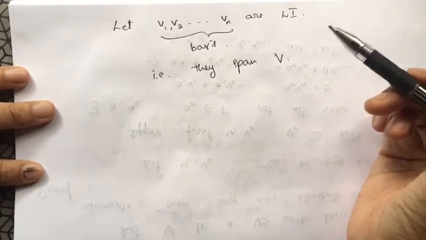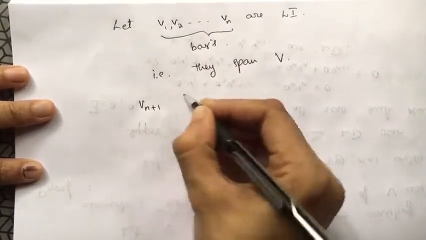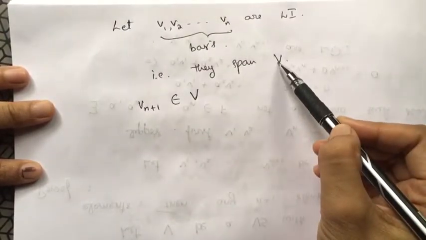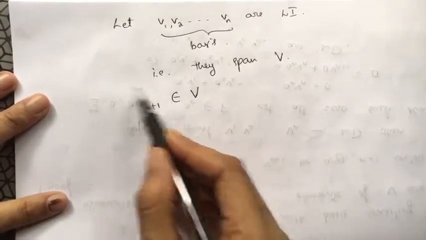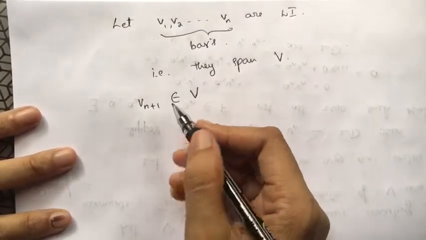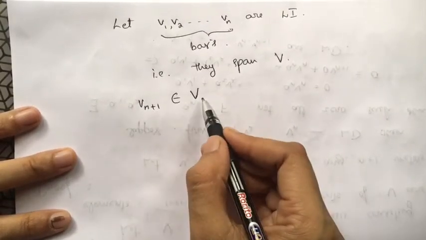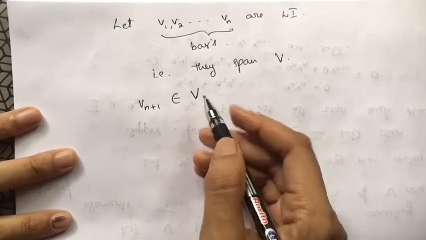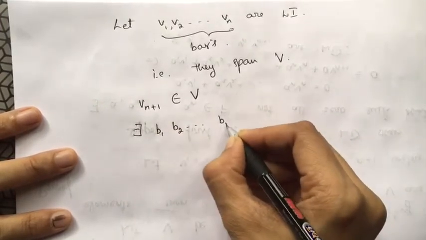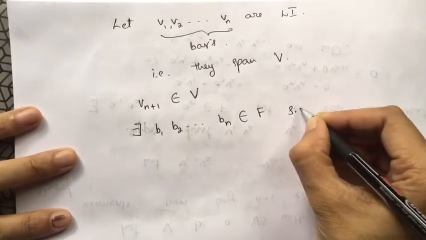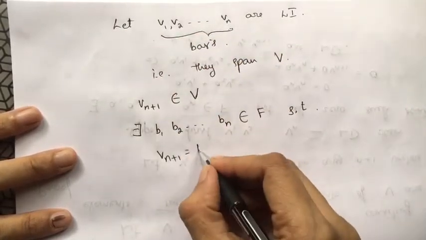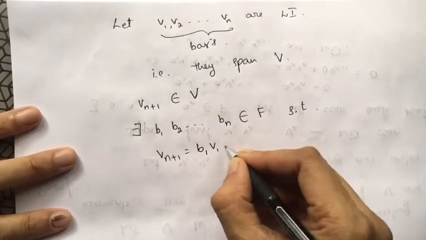So I have taken the n plus 1th element, and this n plus 1th element is in my vector space V, and these are the vectors which span the vector space V. Therefore this n plus 1th element is generated by using these vectors. So I can write that vn plus 1 belongs to V and is in their span as well, so that there exist some scalars, say b1, b2, bn belonging to the field F, such that this n plus 1th element is generated by using these vectors with the scalars b1, b2 dash dash.